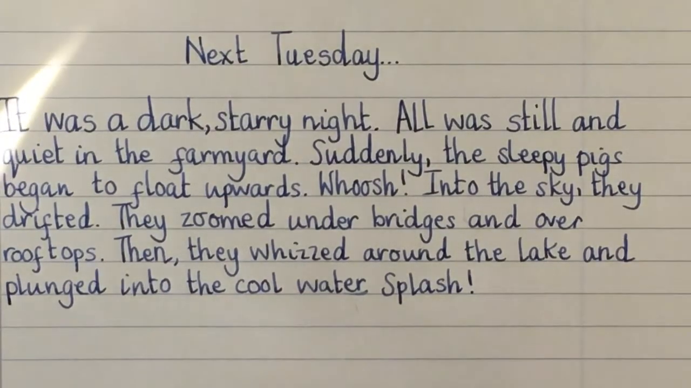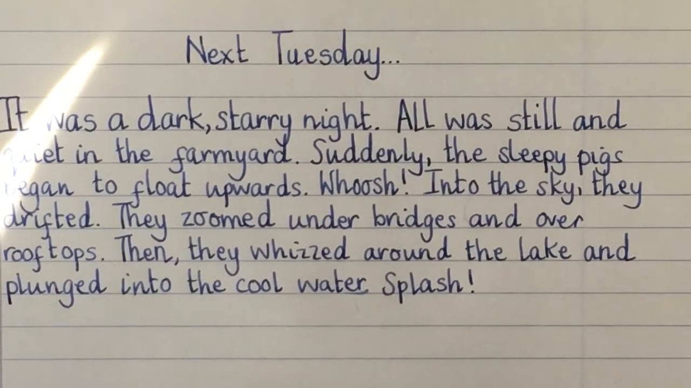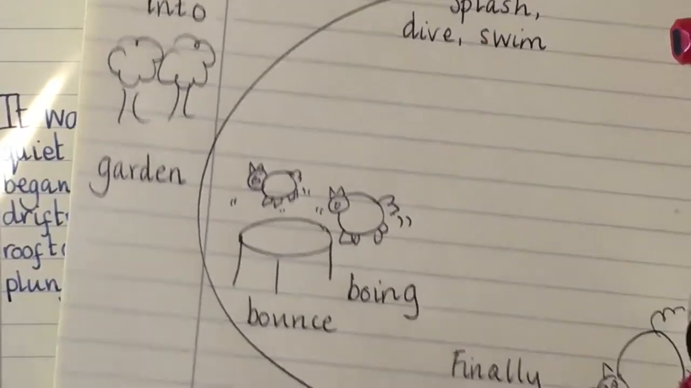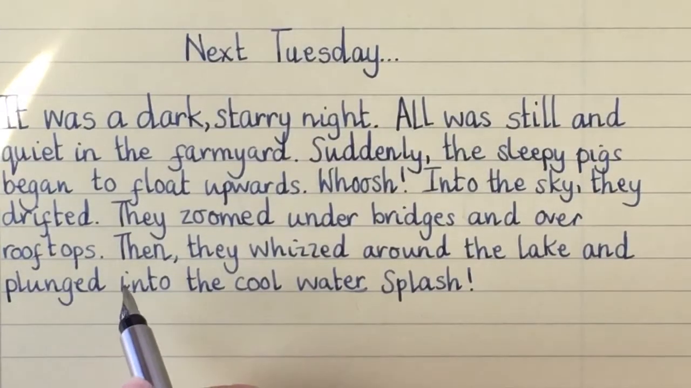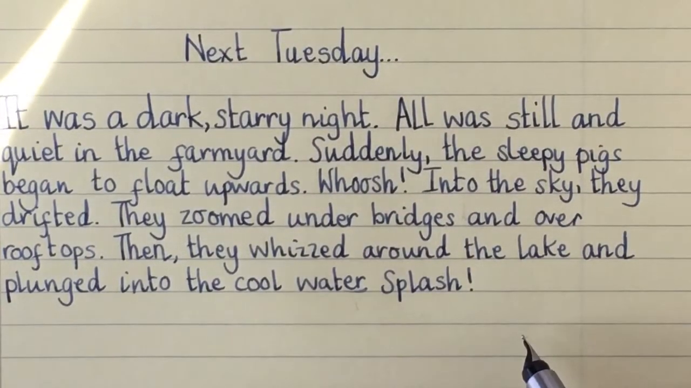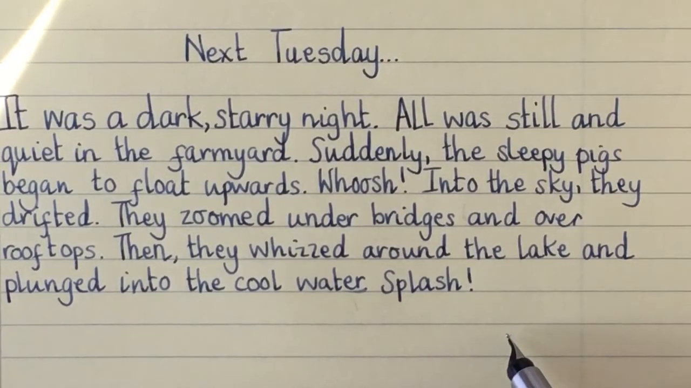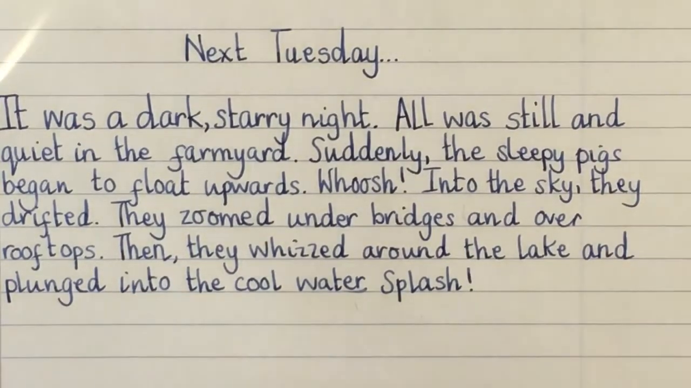And then come back. Right, the next part of my story, the pigs go into a garden and they bounce on a trampoline. Okay, so I've had then, so let's use another joining word, another sentence starter. I'm going to use the word next. Next, they flew into a garden and bounced on a trampoline. And what noise might that make? Boing.